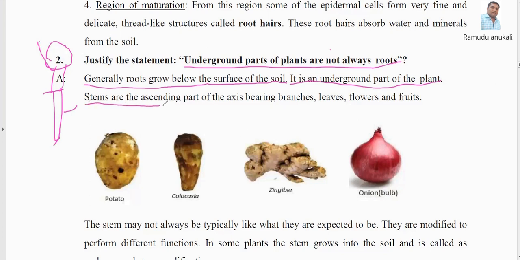The stems are the ascending parts of the axis bearing branches. When you take the ascending part, this is the root and this is the stem. The stem is above the soil, and usually consists of branches, leaves, flowers and fruits.